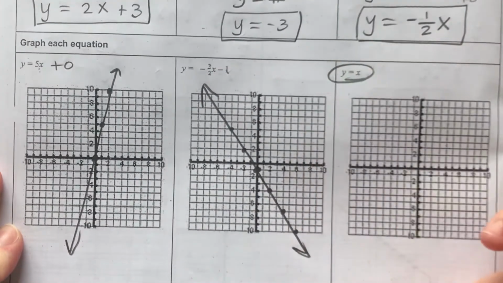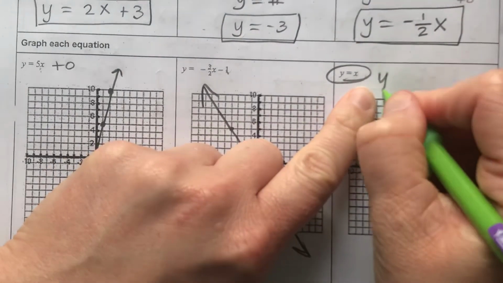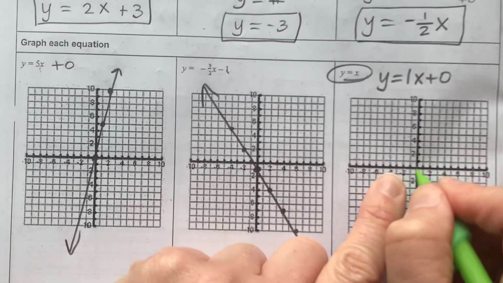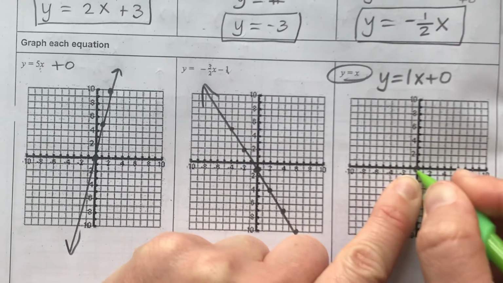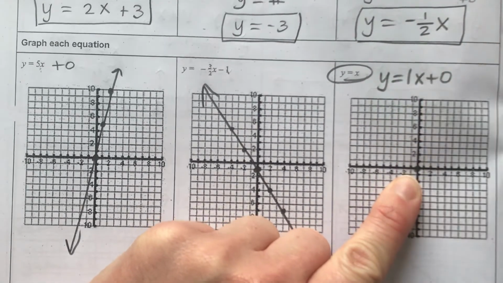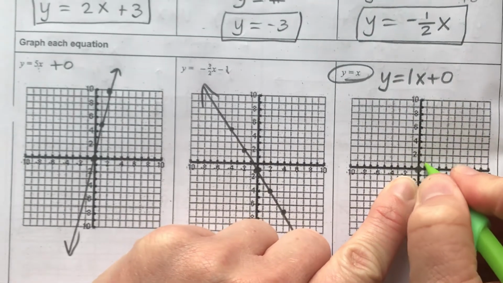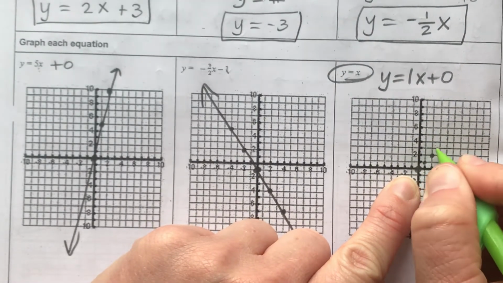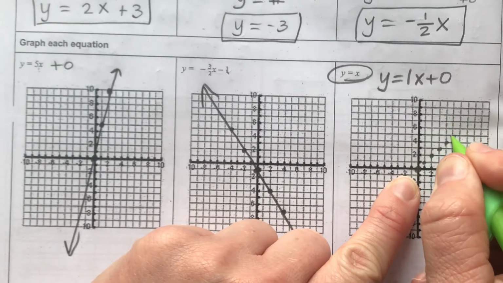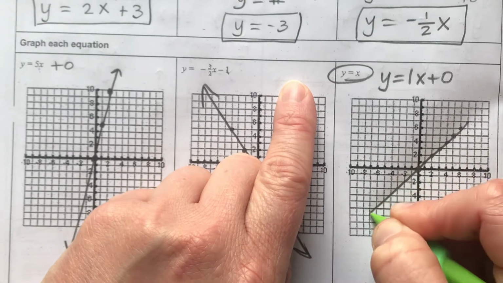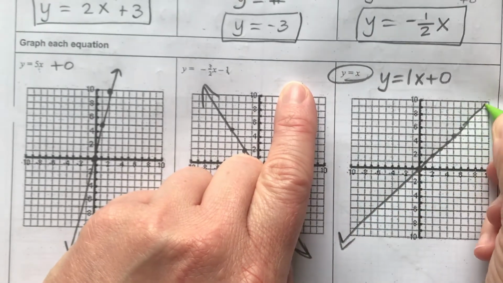Now this function would be y is equal to 1x plus nothing. And so my y-intercept here is going to be 0, 0. And I have my slope is 1. So I'm going to go up 1, right 1, up 1, right 1, up 1, right 1. And if I connect all of these points, this will be the equation y is equal to x.